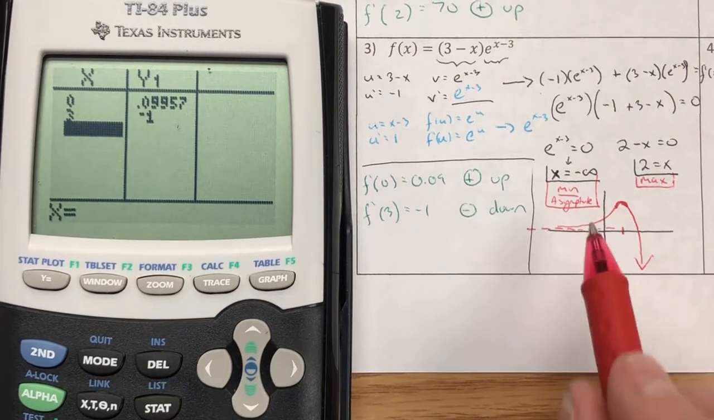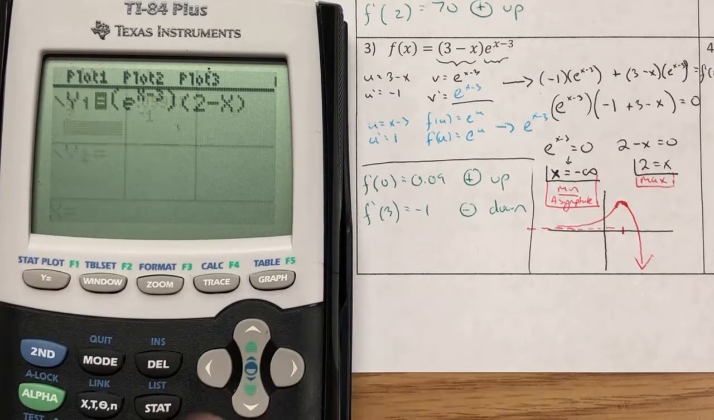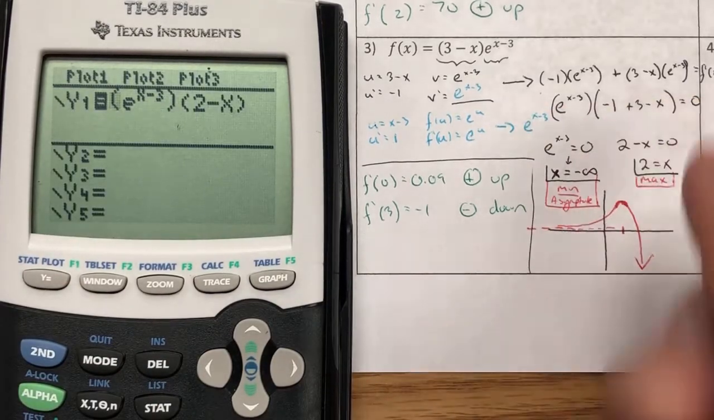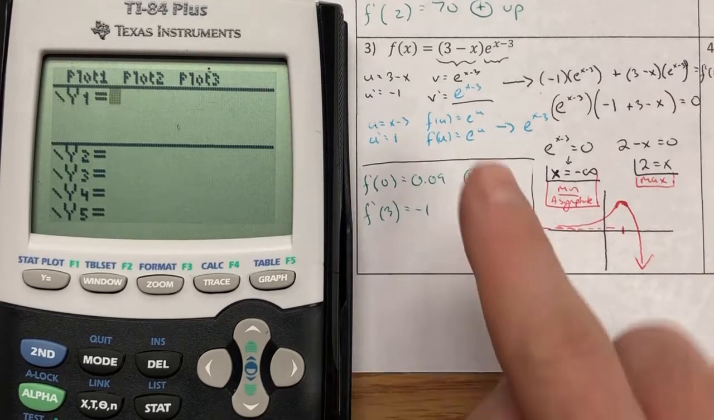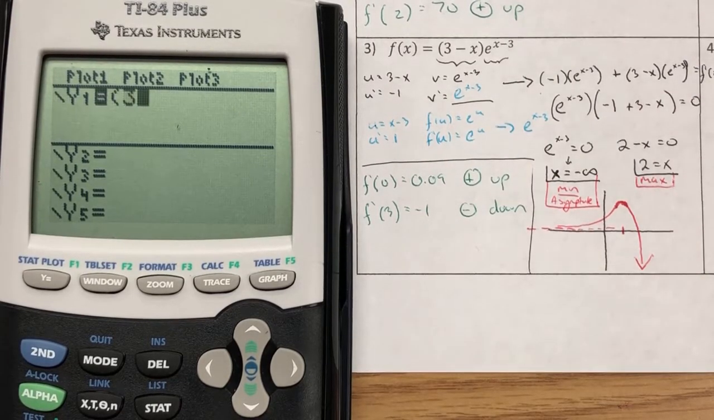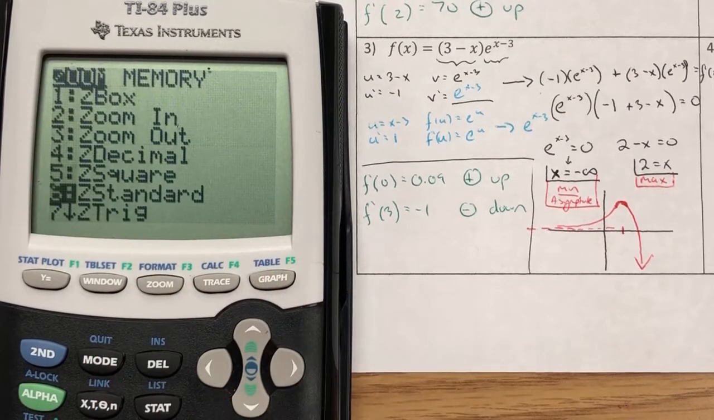Cool. So let's double check and see if that is the kind of graph that we get. So let's come back to our y equals. I'm going to go ahead and clear out the derivative because, again, this was just to speed things along by hand. Let's see what that graph looks like. 3 minus x, and then e to the power of x minus 3. Let's zoom standard this.